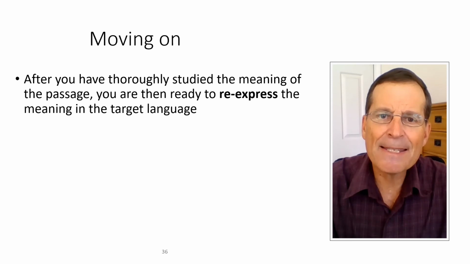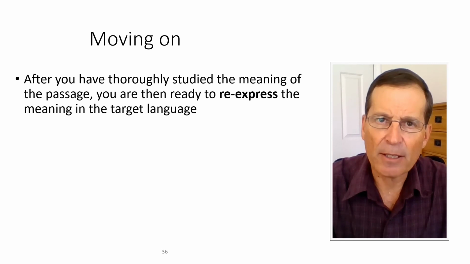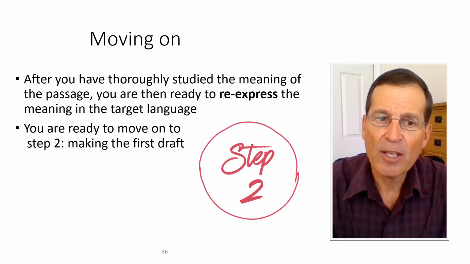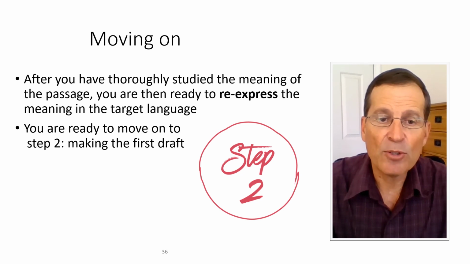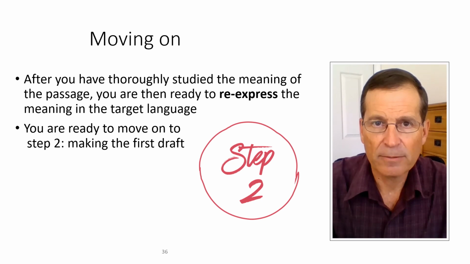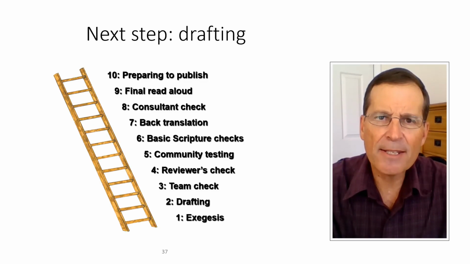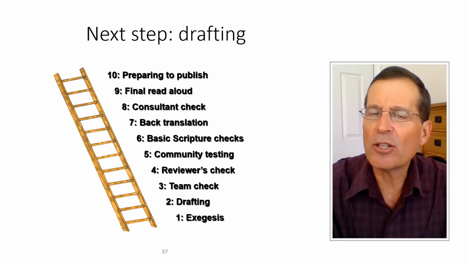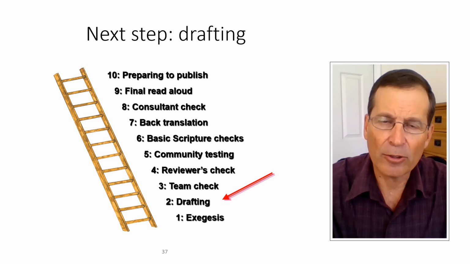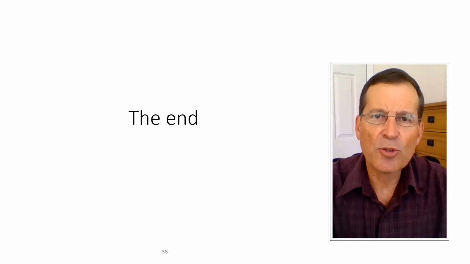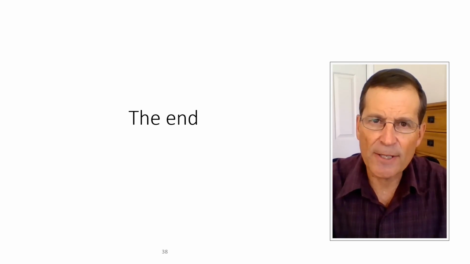After you have thoroughly studied the meaning of the passage, you are then ready to re-express the meaning in the target language. You are ready to move from step 1, doing the exegesis, to step 2, making the first draft. So here once again are our 10 steps in order to produce a good quality translation. First, we need to do the exegesis to understand the source text, and then we make the first draft into our languages. So that is the end of our teaching about exegesis.